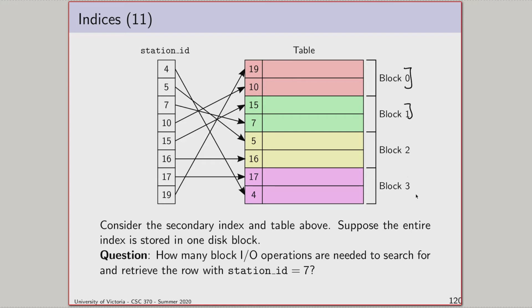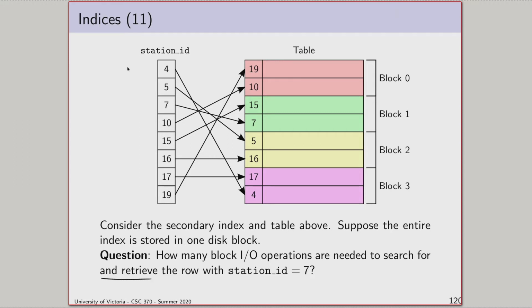And remember that in a table like this, there could be 1,000 rows per block, but there could still be 1 billion blocks. Now suppose also that the index is so compact and clever that the entire index structure, the whole B tree, somehow fits inside of one disk block. So using the index only ever requires one I/O operation. That's not realistic, but it's to try and clean up the example. First question, how many block I/O operations do I need to search for and retrieve the row with station ID 7?